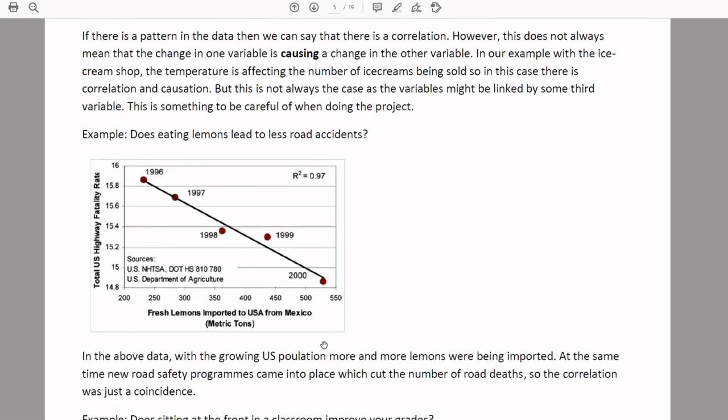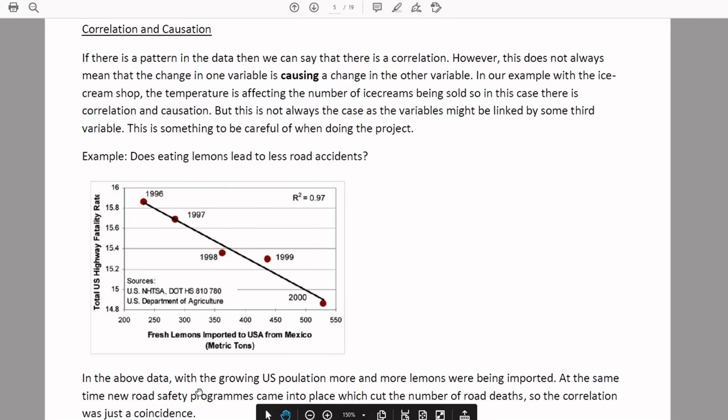And in fact, when we look at the reason, I put the reason underneath. It's actually just a coincidence that this correlation occurred, because what was happening was the US population was growing and they were importing more lemons for everybody, but at the same time they were introducing road safety measures that reduced the number of road deaths. So it was totally unrelated, but the fact was that the number of lemons was going up and the number of deaths from car accidents was going down. So when you plot them against each other, it looks like they're affecting each other, but they're not.